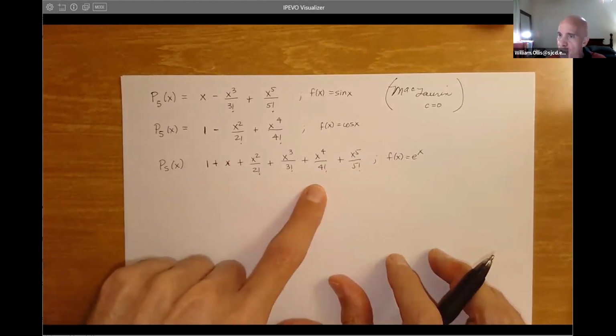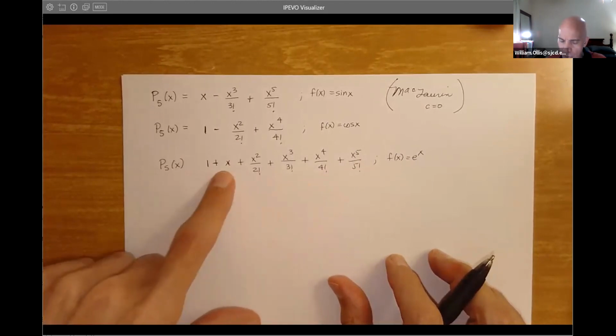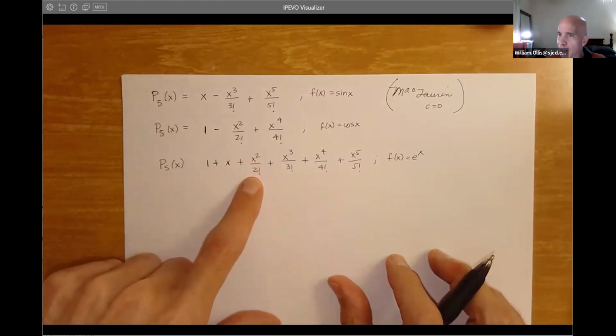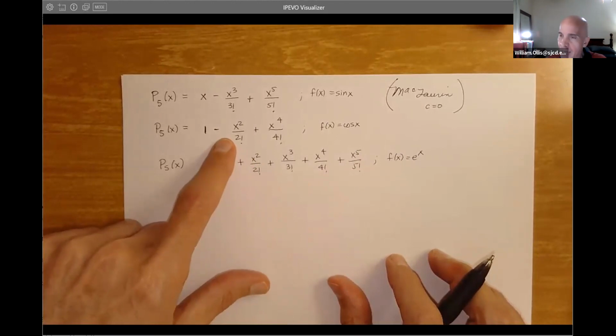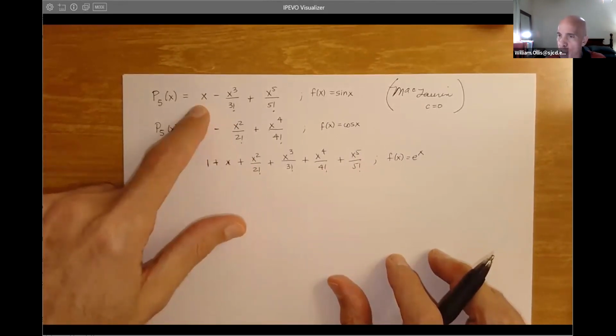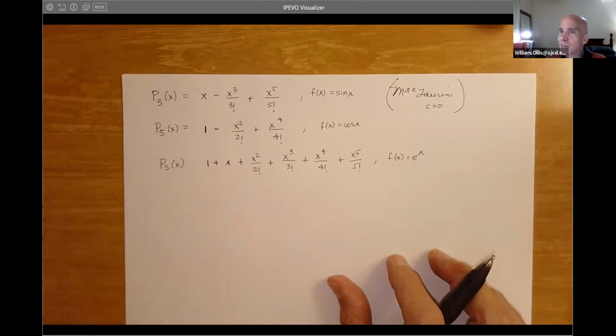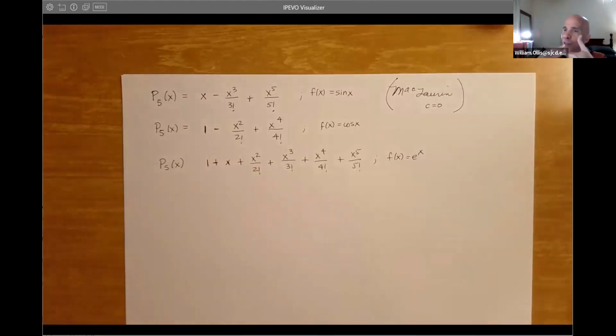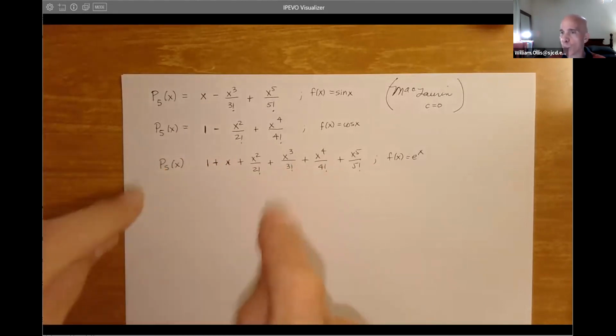See how easy these are? These are so easy to remember. x to the n divided by n factorial. Here we just have even powers of x, cosine is even. Here we have odd powers of x, sine of x is odd. So this is all in concert with what you already know, as it has to be. This is how your calculator works, ladies and gentlemen. This is how your calculator works.